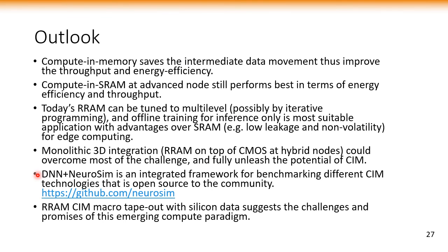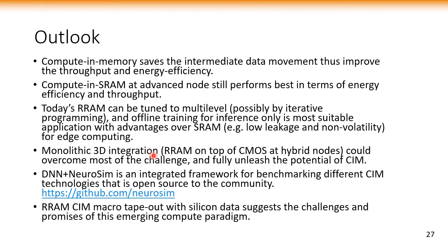Here, I would like to summarize. Computing memory saves the intermediate data movement, thus can improve the energy efficiency and throughput. And we say computing in SRAM is still a viable solution at an advanced technology node because it offers good energy efficiency and throughput. RRAM can be turned into multi-level states. That means higher density than the SRAM at the same technology node. And also it can offer the benefit of no leakage and non-volatility for edge computing when standby is frequent, because SRAM will leak over time during standby.